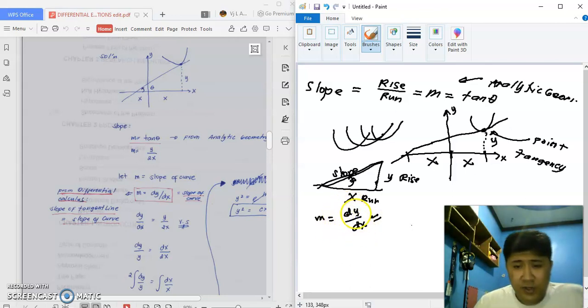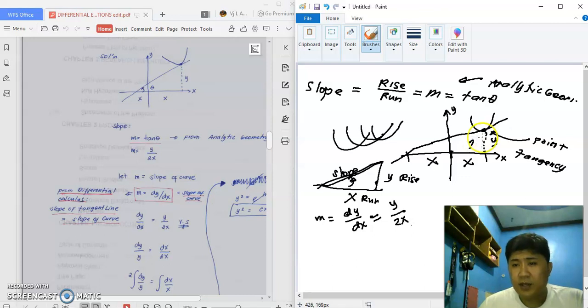So the slope given is dy over dx, which is equivalent to rise over run, right? Because that is the slope. What is the rise? That is the y. What is the run? That is two x with equivalent distance. So 2x. Sir, why don't we put a value? Because we really don't know the value of this one.